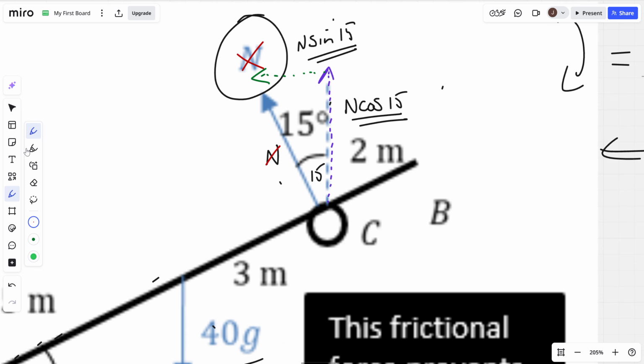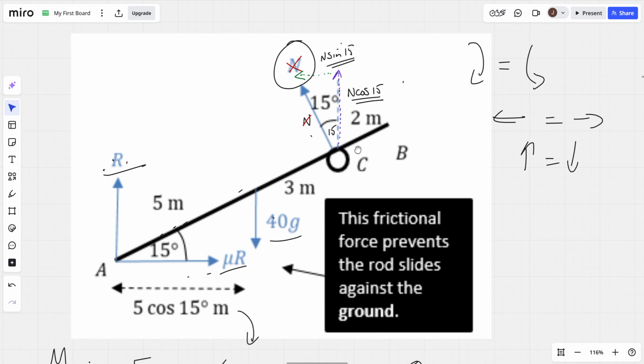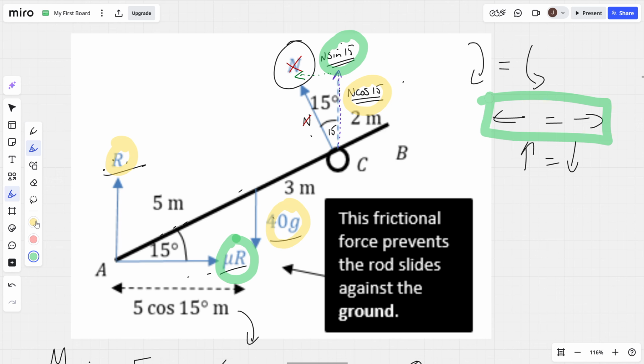So if I just zoom out again, you can see that the question is now useful to me. I've got some of these things here that are vertical. So R is a vertical, 40g is a vertical, n cos 15 is a vertical. So they all go into an equation. And then I've got mu R and n sine 15, and they go into their equation. Okay, so the green ones are going to go into that one there, and the vertical ones are going to go into that one there. And from there, the question should be fine. The skill really is in carefully identifying all of them and breaking them up in this case.